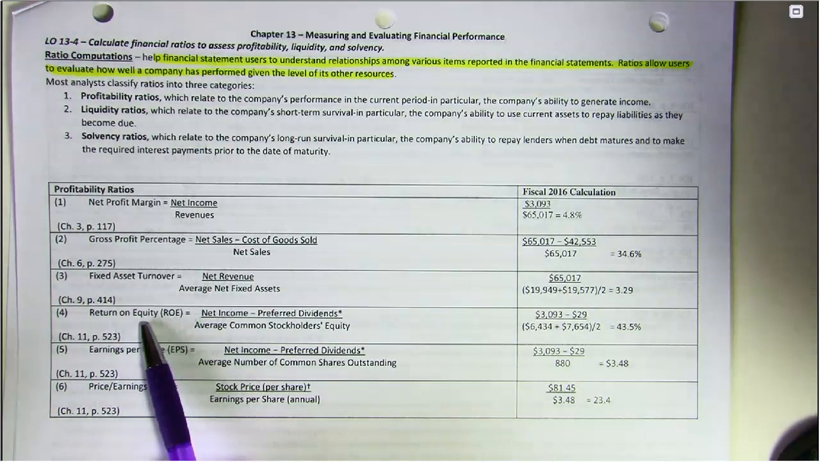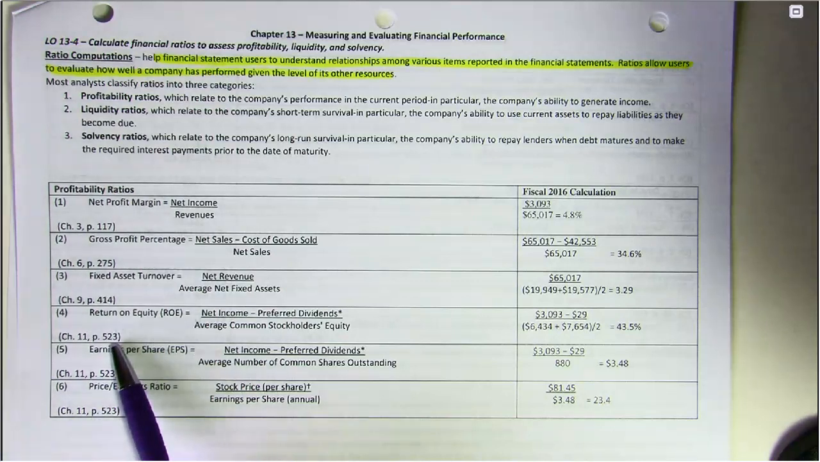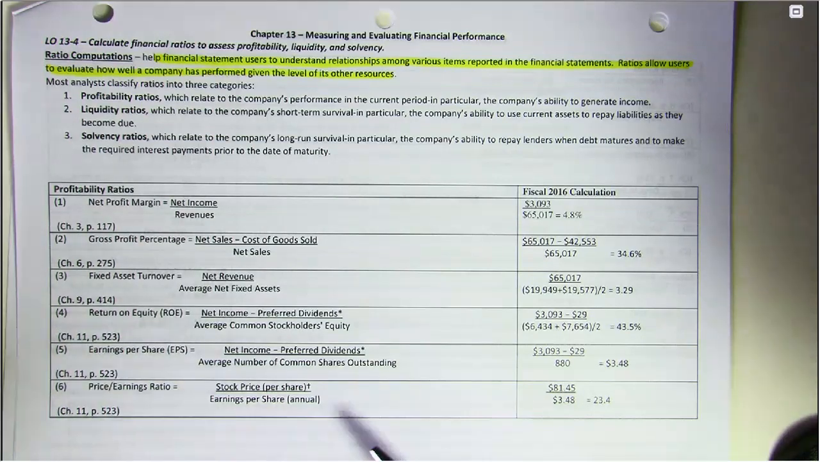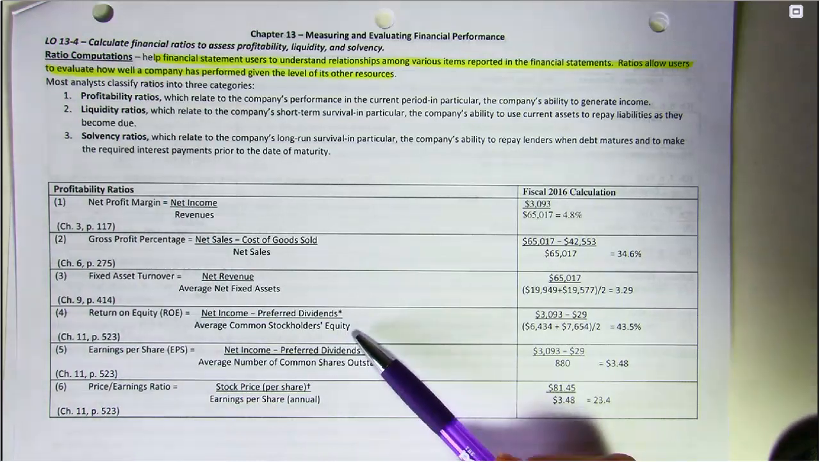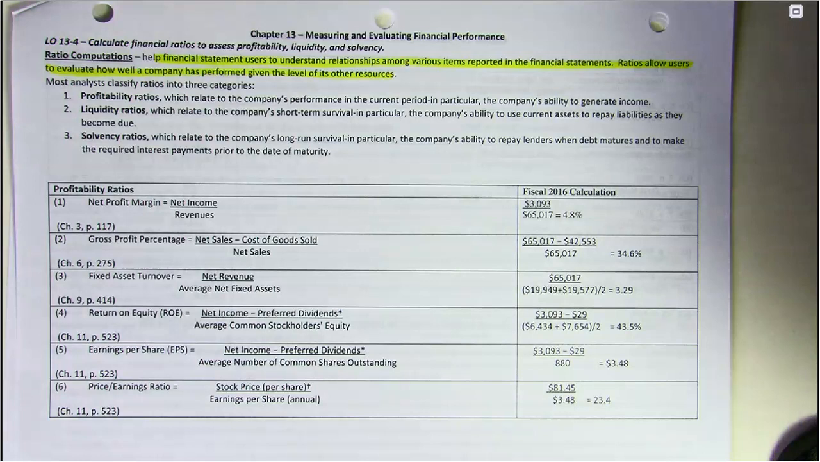The next one is return on equity, and this was from Chapter 11. The chapter on corporations. The return on equity compares the amount of net income earned for common stockholders to the average amount of common stockholders' equity. So how good was management at taking the investment of the stockholders and generating income?